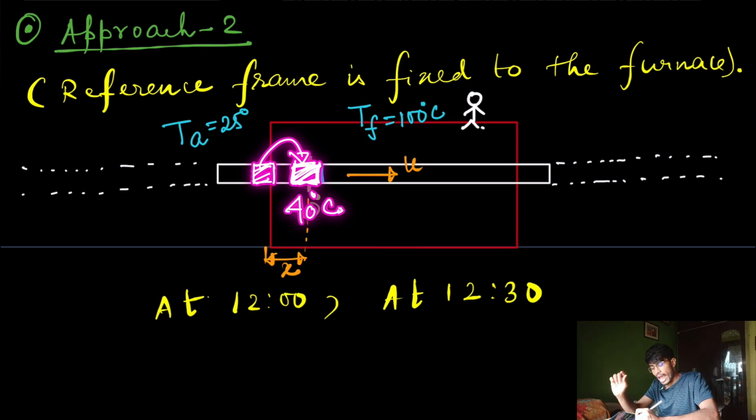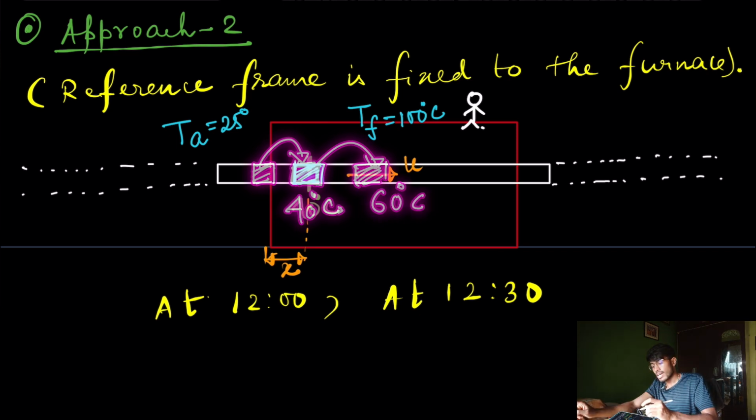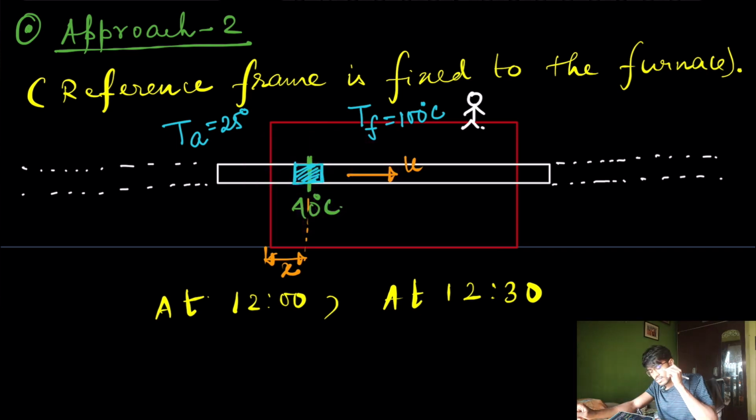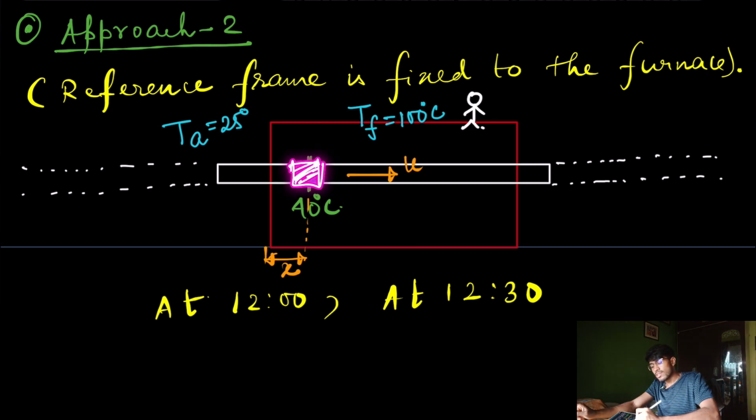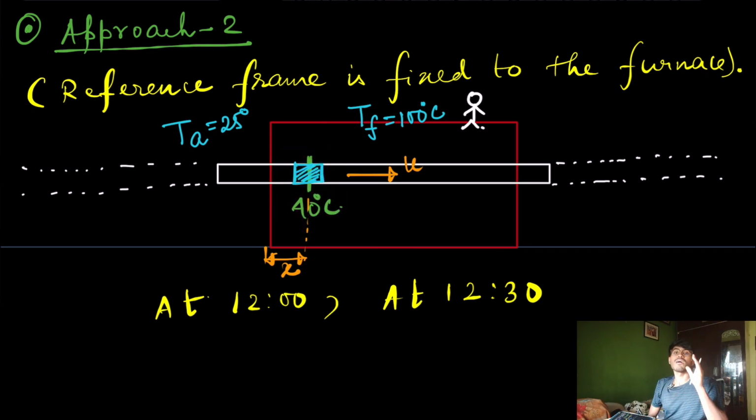At 12:15 this portion has passed through and its temperature is 60 degrees Celsius. But if I measure the temperature at the same position at 12:15, I will still get 40 degrees Celsius, not 60 degrees Celsius. So that is the difference between the two reference frames.